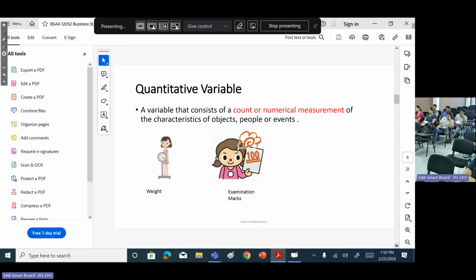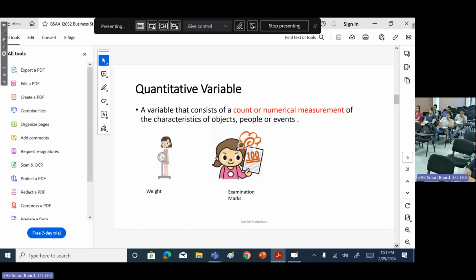Then your gender, is it quantitative or not? Gender is a variable, it's true. We can say female or male. But it cannot be measured numerically, so we cannot take that as a quantitative variable.